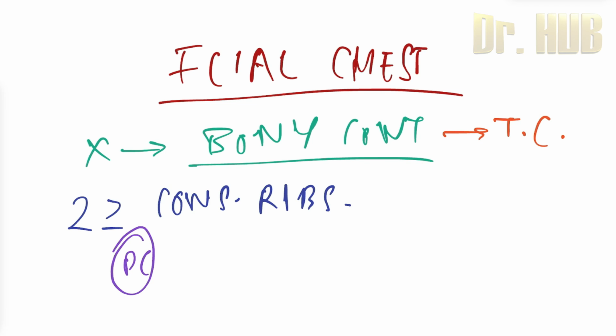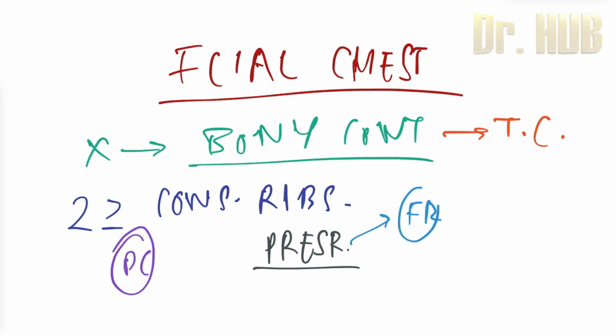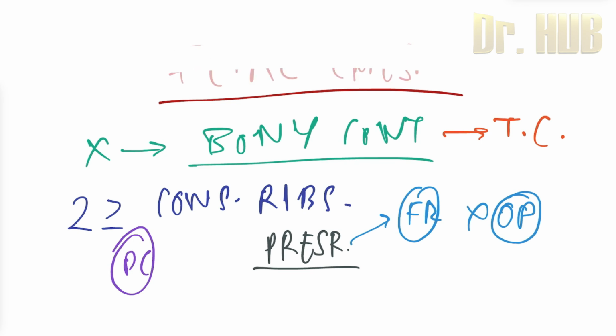The clinical features include paradoxical respiration, and the fractured segment moves opposite to the rest of the chest during breathing. So the fracture segment will move opposite to the rest of the chest.